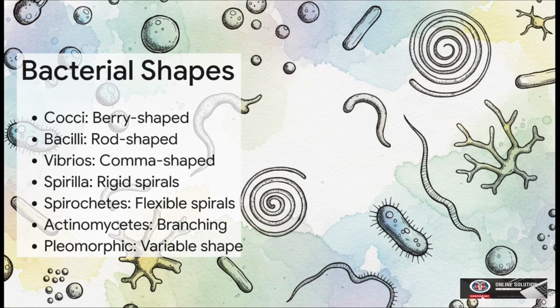Actinomycetes almost look like branching fungi. And pleomorphic bacteria, well, those are our shapeshifters. They vary considerably in size and shape depending on their environment.